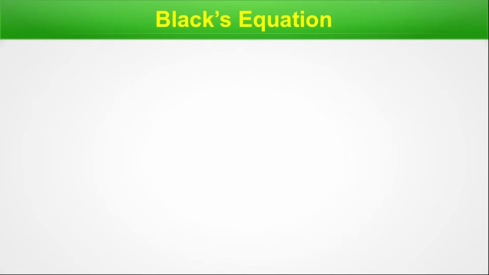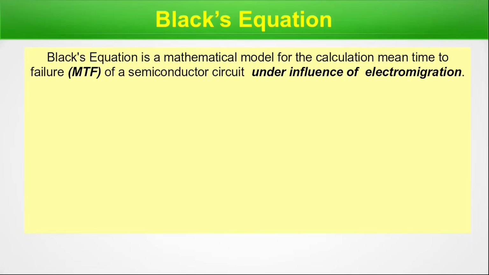Let's move on. Black's equation. This is a very important equation. I have explained it in the main episode on which the question was asked. However, I am repeating the equation here because it has very important significance. Black's equation is a mathematical model for the calculation of mean time to failure, that is MTF, for a semiconductor circuit in VLSI which is under the influence of electromigration.